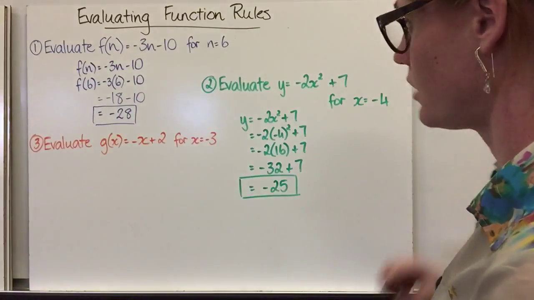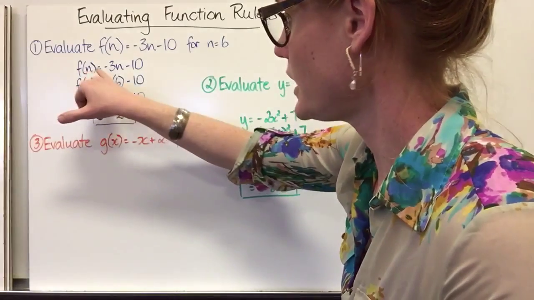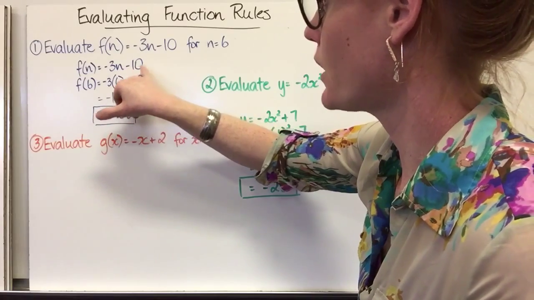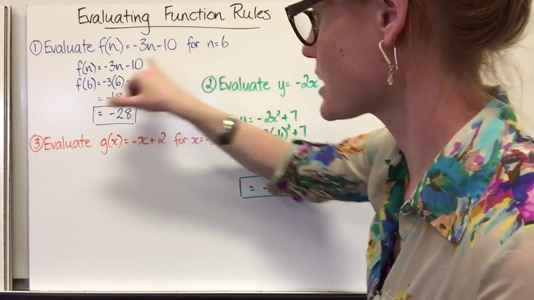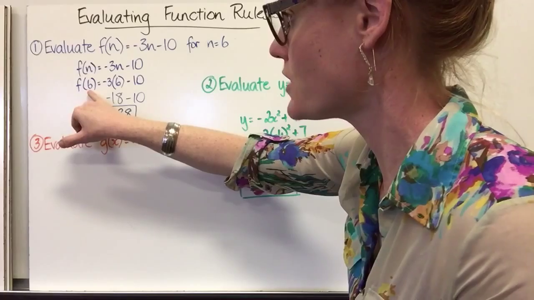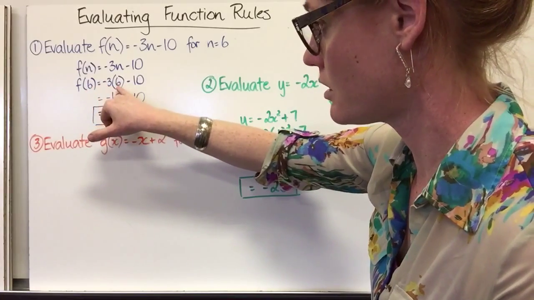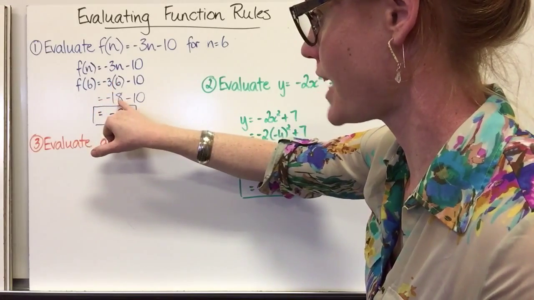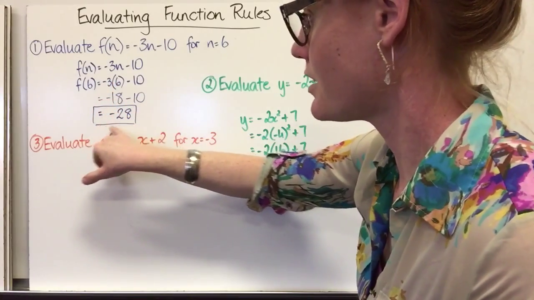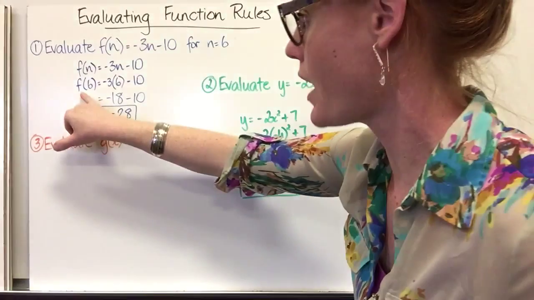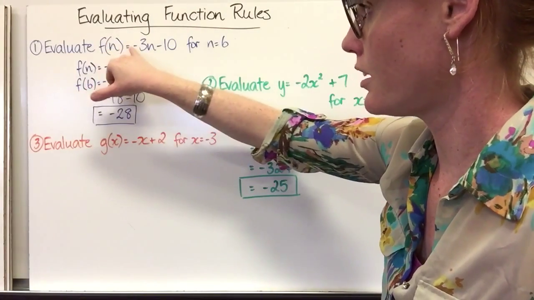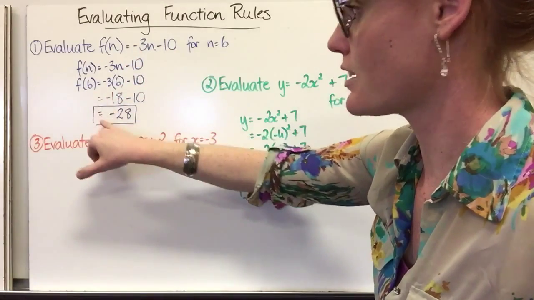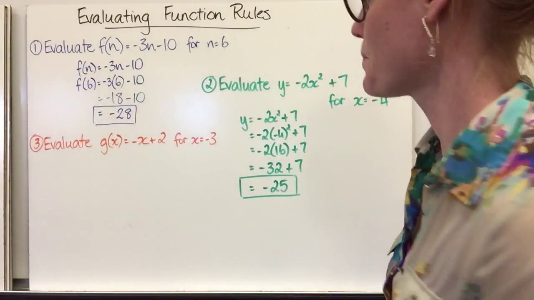So let's go ahead and follow that through. So f of n equals -3n minus 10. So we're going to go ahead and plug in 6 wherever we see n. So f of 6 equals -3 times 6 minus 10. -3 times 6 is -18, minus 10 is -28. So f of 6 for f of n equals -3n minus 10, f of 6 equals -28.